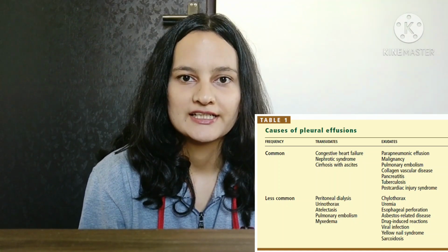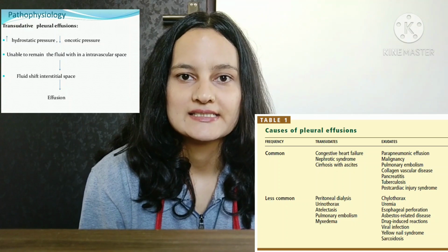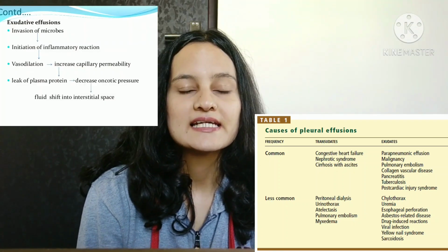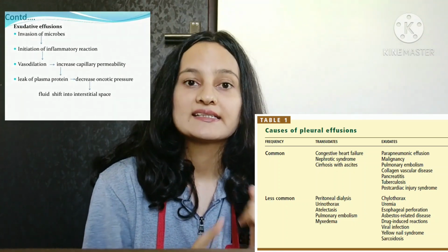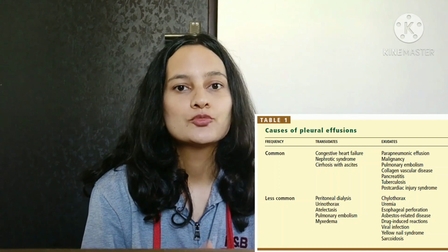So what causes this abnormal level of fluid accumulation? It could be either increased production or decreased drainage. Increased production could be transudative or exudative. Transudative effusion is seen in non-inflammatory conditions like heart failure, liver failure, renal failure. In this, either the hydrostatic pressure increases or oncotic pressure decreases. Exudative effusion is seen in inflammatory conditions like cancer, infections of the lung, rheumatoid arthritis, systemic lupus erythematosus.